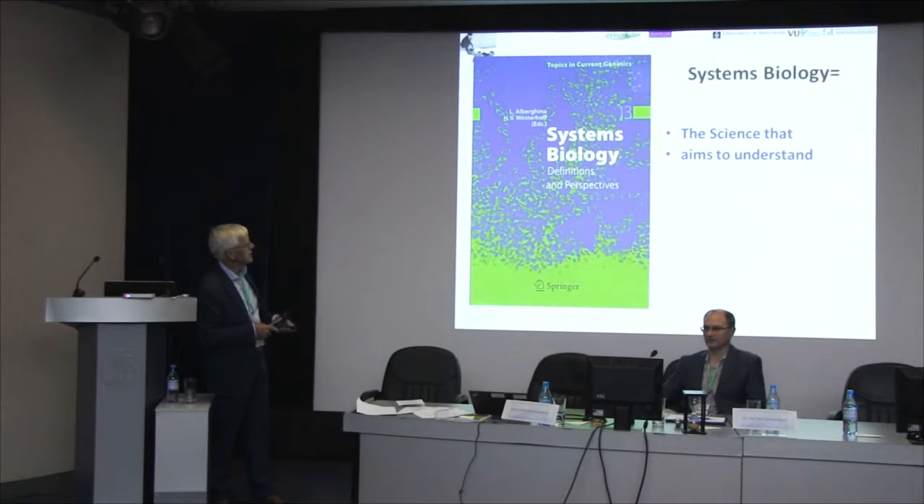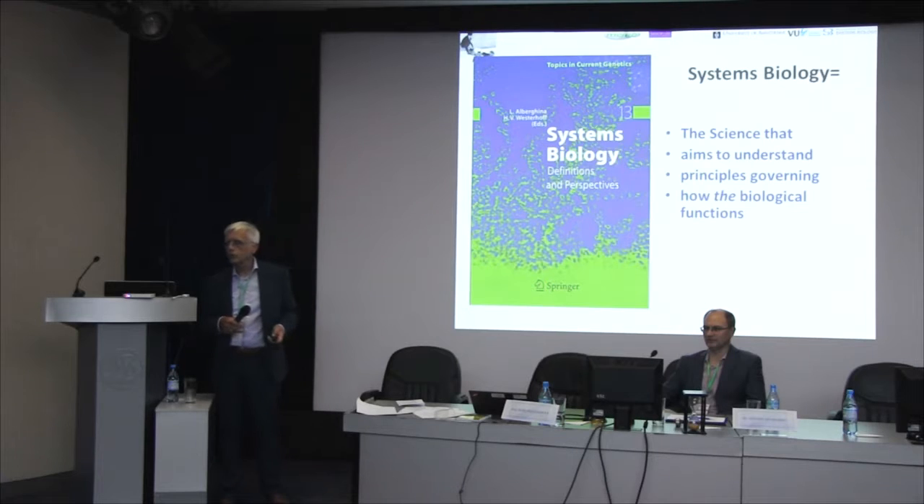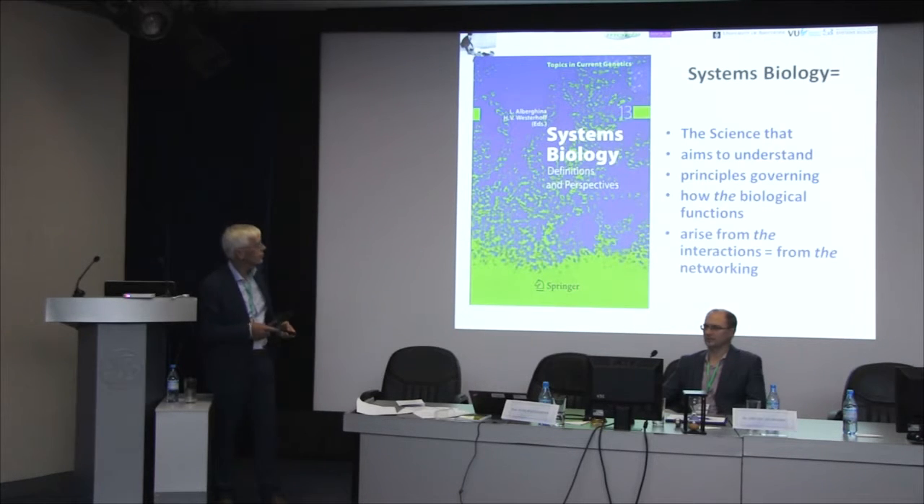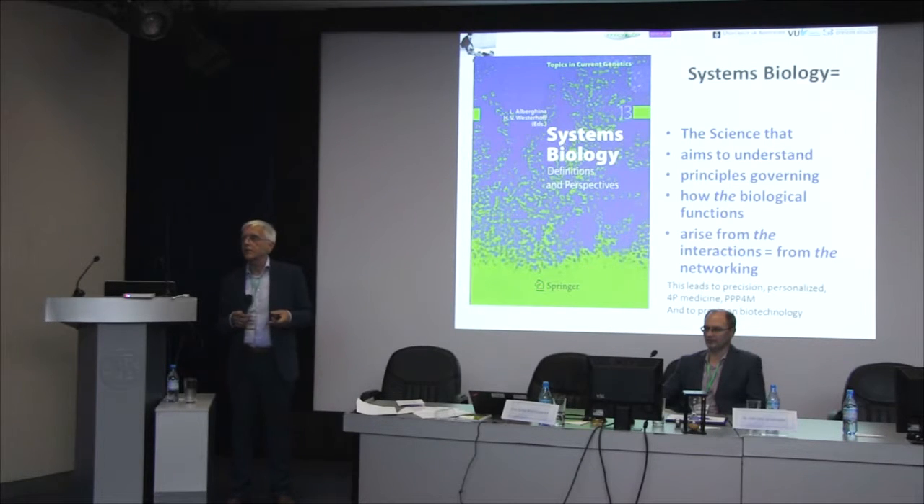The science that aims to understand the principles governing how biological functions, that means all biological functions, emerge or arise from the interactions in the biological network. And there are a couple of funny things in this statement. First, you see the definition doesn't have mathematics in it. So mathematics is needed maybe for this, but it's not the aim. The aim is the understanding of how you get function from interactions. The second thing, it's definitely about networking.